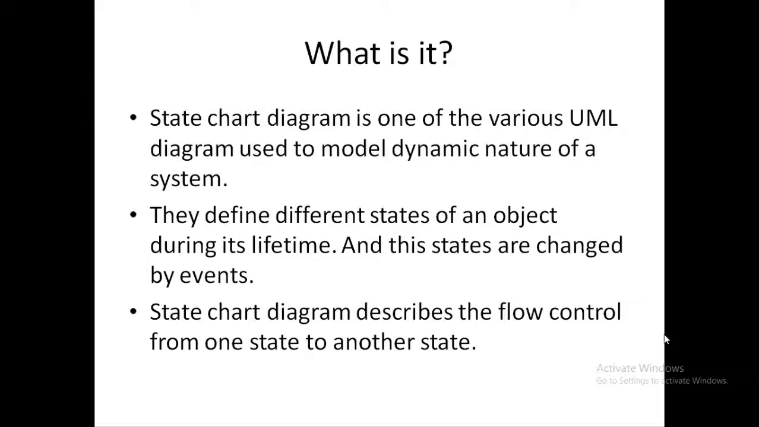Now we will see how we can model the state chart diagram using sequence diagram. First of all, we have to know what is the state chart diagram. State chart diagram is one of the various UML diagrams used to model dynamic nature of the system. They define different states of an object during its lifetime, and these states are changed by events. State chart diagram describes the flow of control from one state to another state.